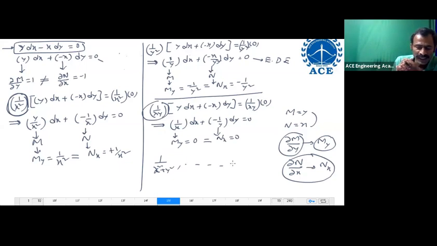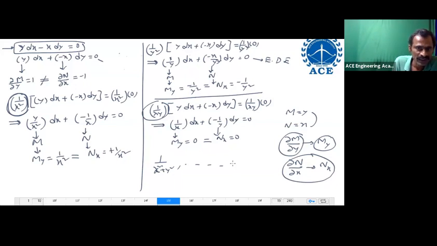Non-exact can be made exact after multiplying some function. Such a function is called an integrating factor. But every non-exact equation cannot be made exact. Remember this point. For a given non-exact equation, an integrating factor may or may not exist.